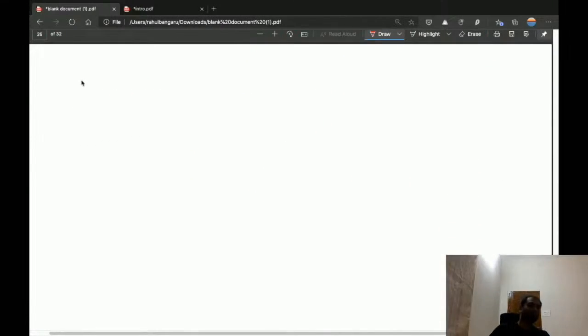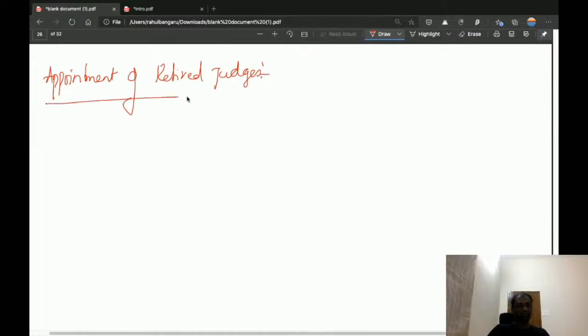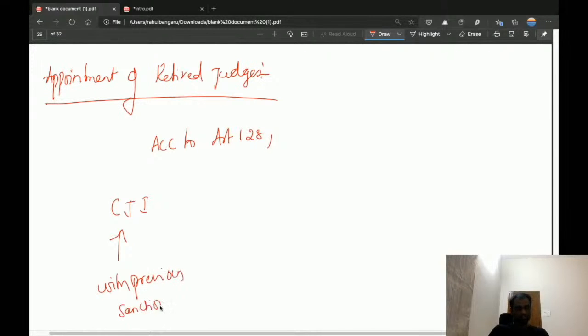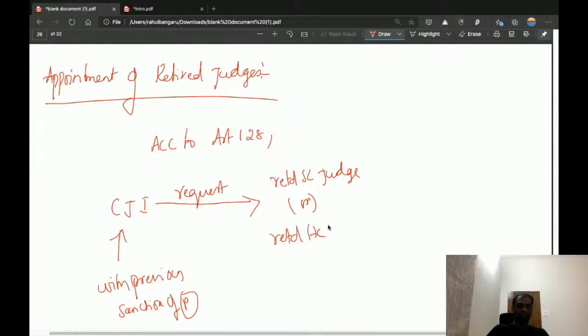The next one is appointment of retired judges. See here, according to Article 128, the Chief Justice of India, with previous sanction of the President, can request a retired Supreme Court judge or a retired High Court judge to act as an ad hoc judge.